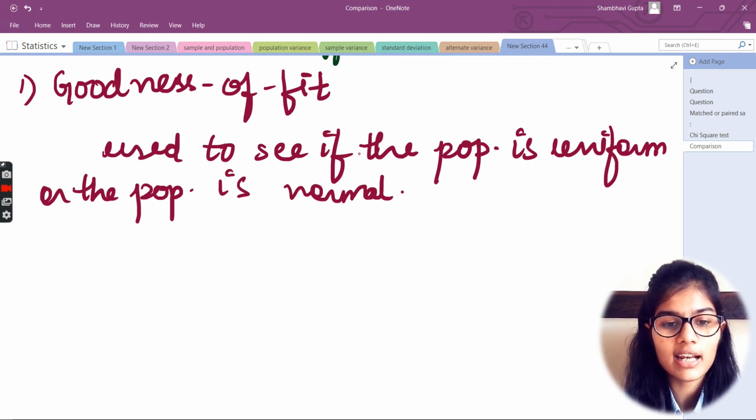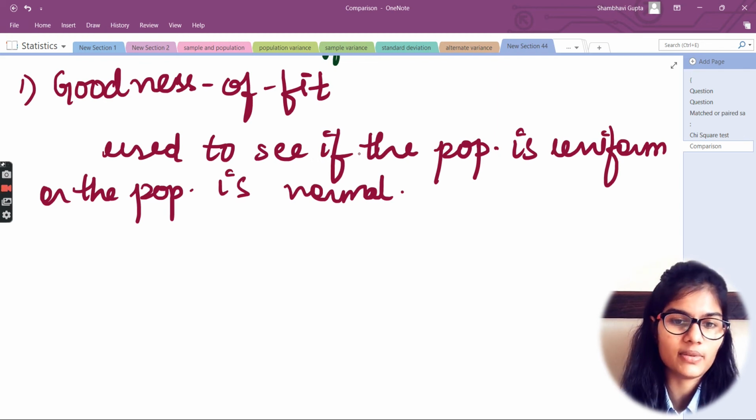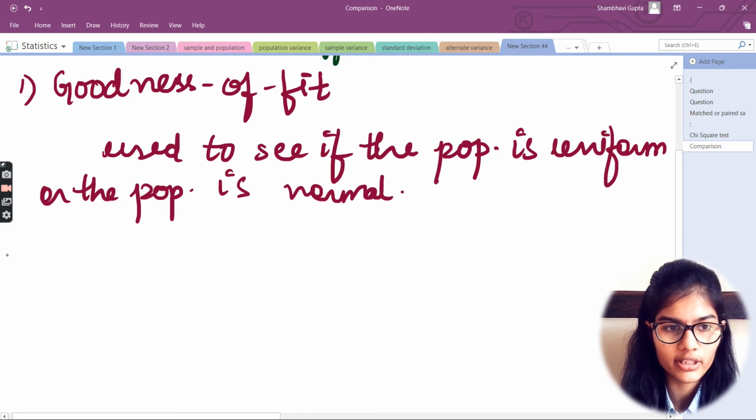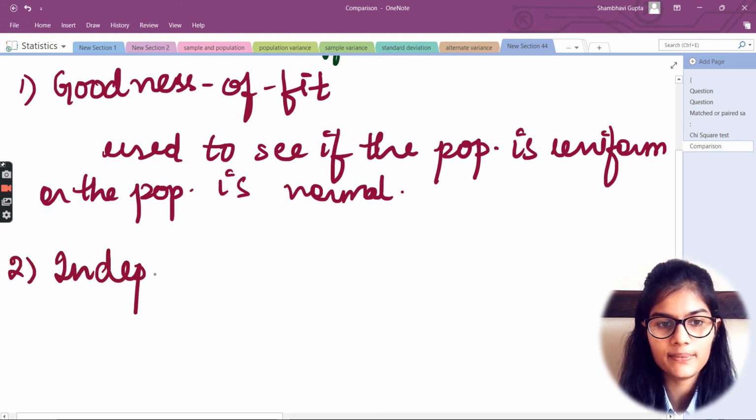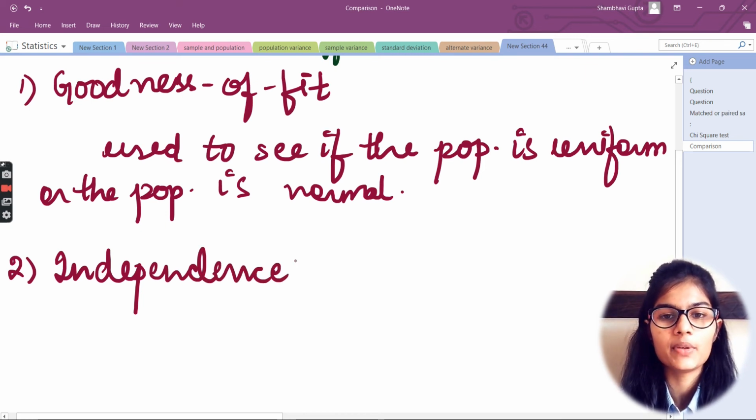Next we are having the next factor, that is independence. So I would just put a quick topic over here, that's the independence. So here goes the independence right here. Okay. So we have the independence. Now basically what is it used for?